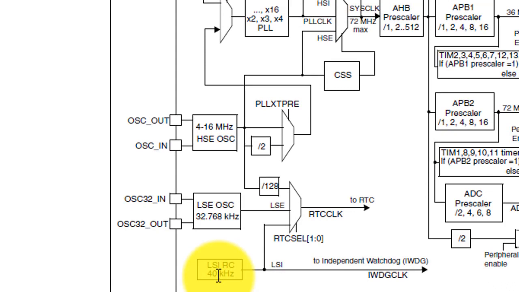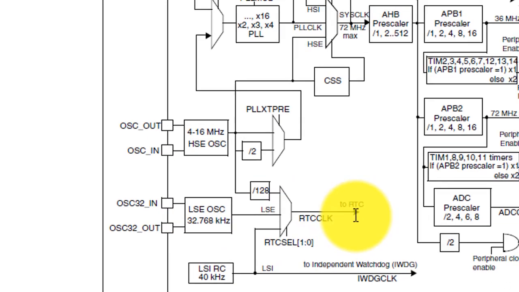There are also two secondary clock sources: the low-speed internal RC, which is 40 kHz, and then low-speed external oscillator, which is 32 kHz. The LSI can be used to drive the independent watchdog and also the RTC, while the LSE can be used only to drive the RTC.